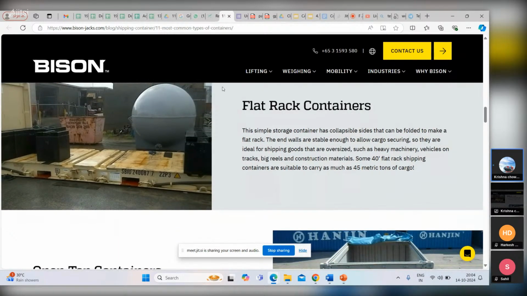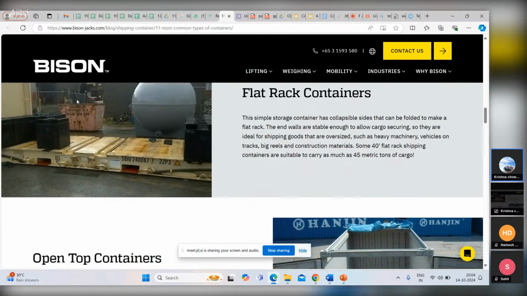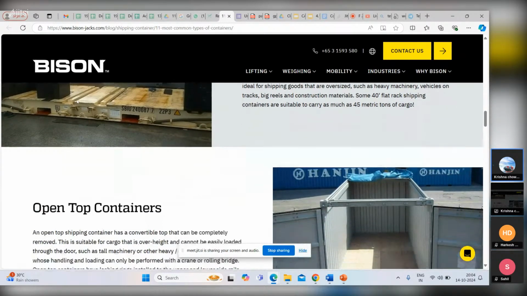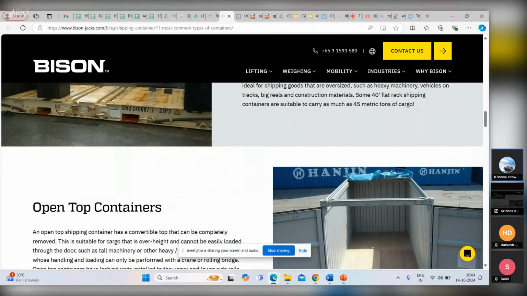So this is a flat rack container. It's just a flat container with collapsible sides that can be folded to make a flat rack. So we'll see that. The end walls are stable enough to allow cargo securing, so they are ideal for shipping oversized goods. If you have a little crane or something bigger than a container, or like a giraffe or something, you can use this. Ideal for shipping goods that are oversized, such as heavy machinery, vehicles on tracks, big wheels like trucks or something. You can use a flat rack container.